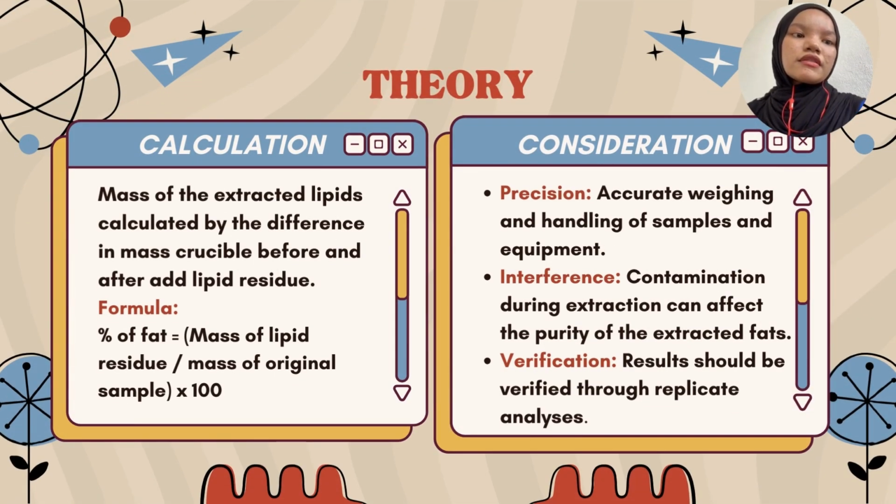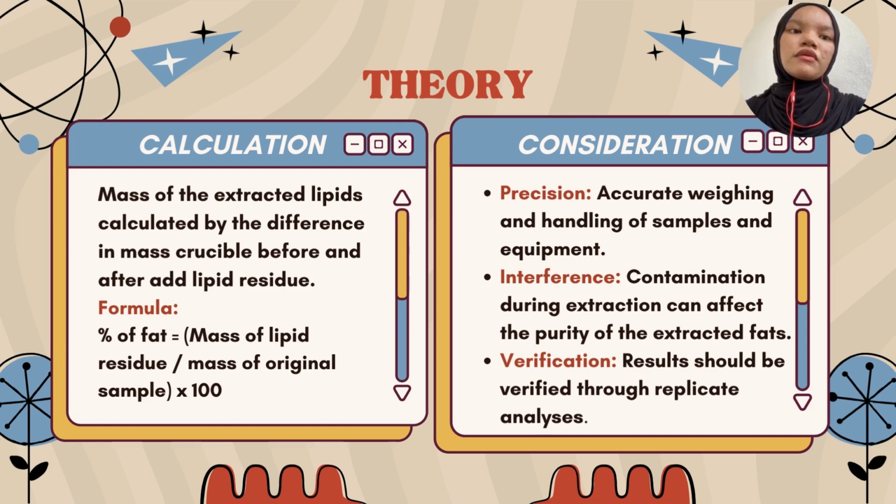The third theory is calculation, where the mass of the extracted lipids is calculated by the difference in mass of the crucible before and after adding the lipid residue. Percentage of fat in the original food sample can be calculated using the formula: mass of lipid residue divided by mass of original sample, times 100, where the mass of the original sample is the mass of the portion used for extraction.